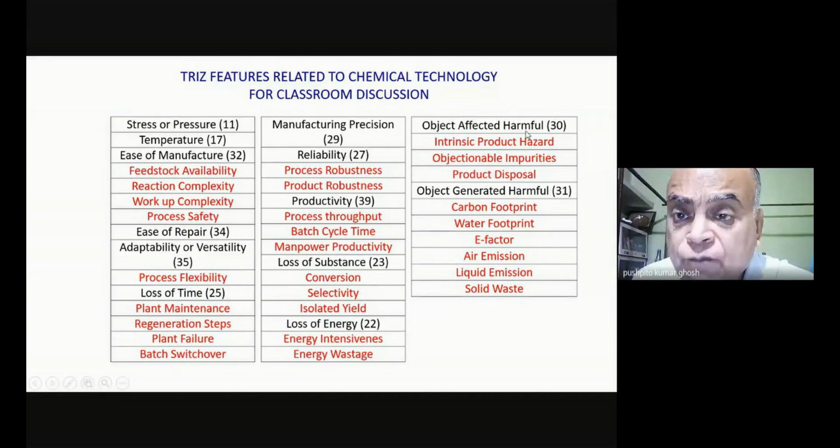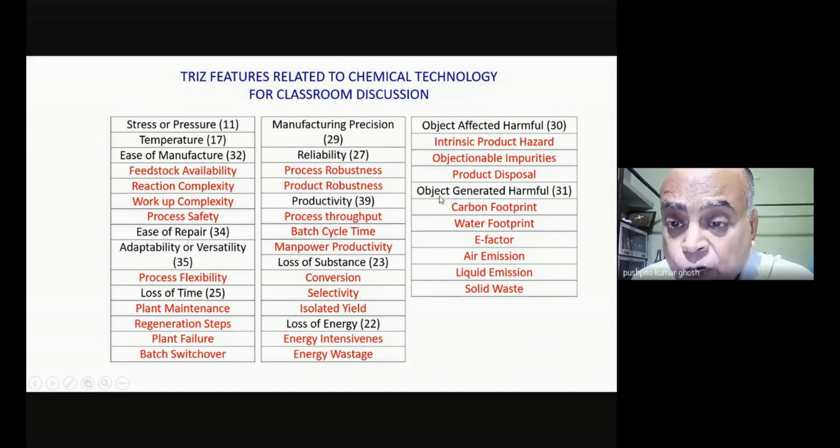Object affected harmful. Slightly, the term is a bit confusing, but let's say if a product is hazardous, and it can cause harm to the environment, so object affected harmful. Object generated harmful. If in generating the object, in producing it, there are a lot of harmful things.